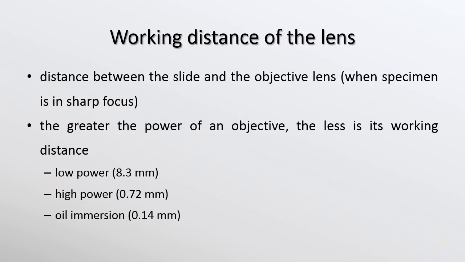Another important thing that you should know when it comes to the microscope is the working distance of the lens. The working distance of a lens is the distance between the slide and the objective lens when a specimen is in sharp focus. The greater the power of an objective lens, the less its working distance. For example, for the low power magnification lens, the distance is usually 8.3 mm, while for the oil immersion, which is a more intense magnification lens, the distance becomes smaller.